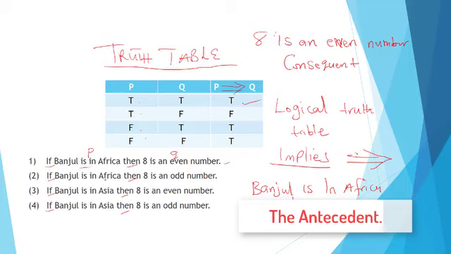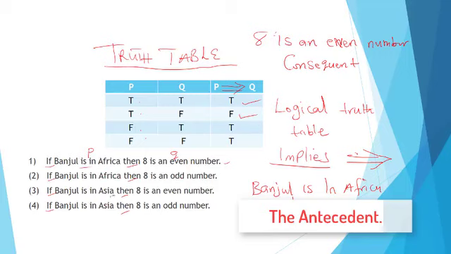But remember, there is no link between these, because it's possible that Banjul can be in Africa and 8 will not be an even number. But here we are mostly interested in the second part of it. The only place we are much interested in this is when we get to the last sentence. I'll show you. Now here, if Banjul is in Africa, then 8 is odd. 8 is never an odd number. I don't know if you understand. So you put a false here.